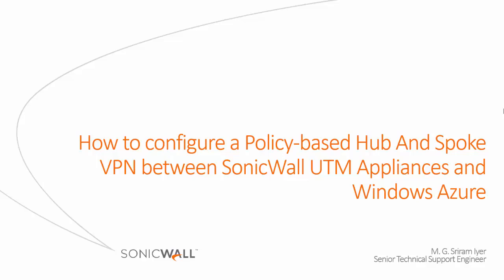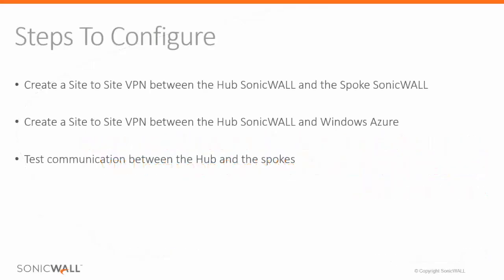In this video, I'm going to show you how to configure a policy-based hub-and-spoke VPN between SonicWall UTM appliances and Windows Azure. These are the configuration steps. Create a site-to-site VPN between the hub SonicWall and the spoke SonicWall. Create a site-to-site VPN between the hub SonicWall and Windows Azure. Test communication between the hub and the spokes.